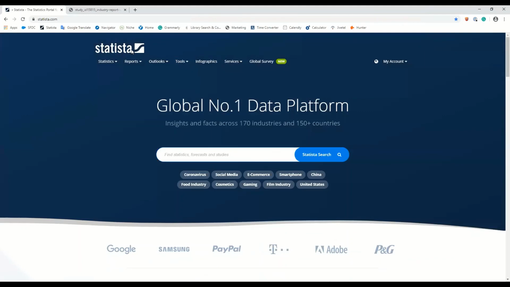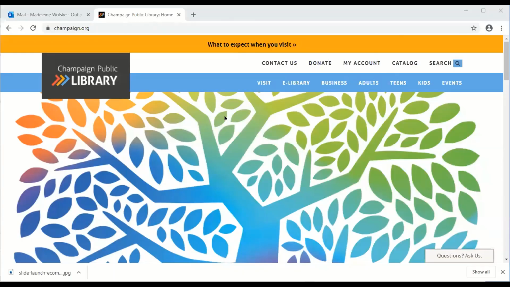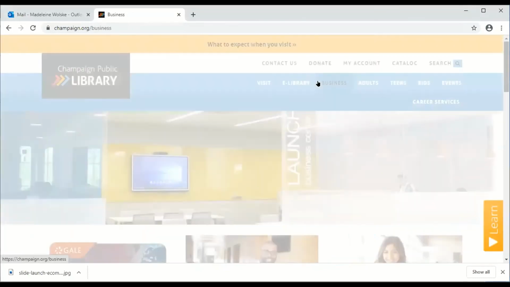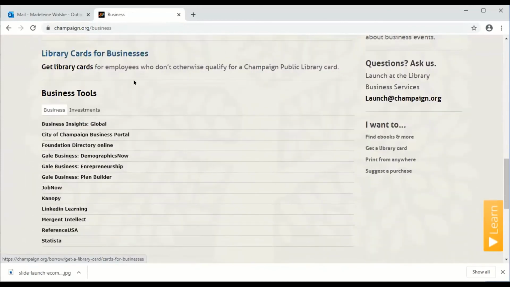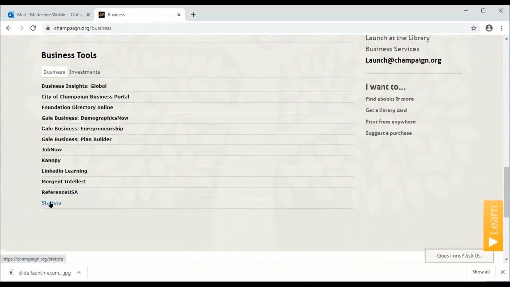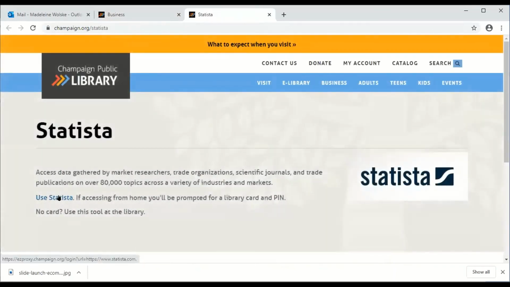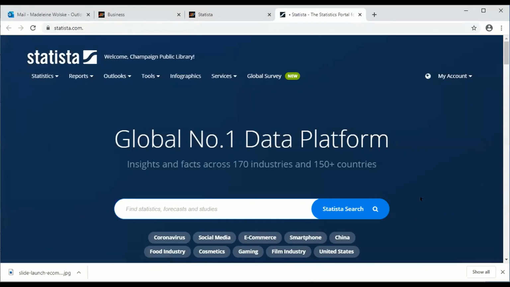While people are figuring out if they have any questions, I'm going to quickly share where you can access Statista on our website. This is the Champaign Public Library homepage, champaign.org. If you go over to business and scroll down to the bottom, we have our business tools at the bottom of the page. Statista is right at the end. Since I'm currently at Champaign Public Library, it will automatically allow me access. But if you're using this resource at home, you will be asked for your library card number and your PIN. If you don't have a library card, please feel free to reach out to me. I'm Madeline Wolski, the business librarian, and we can figure out a solution.